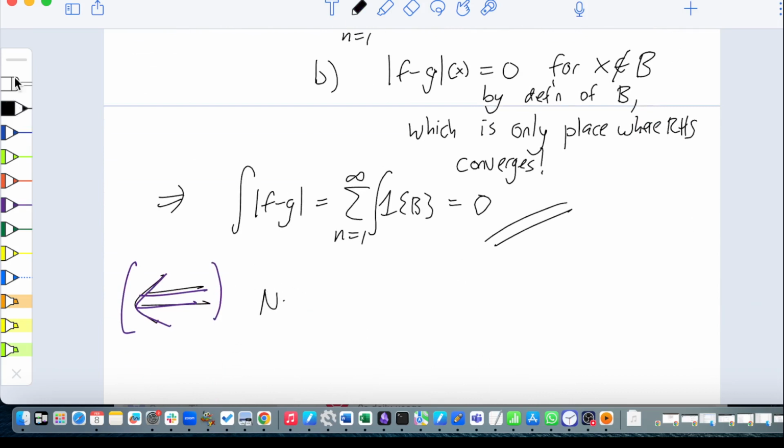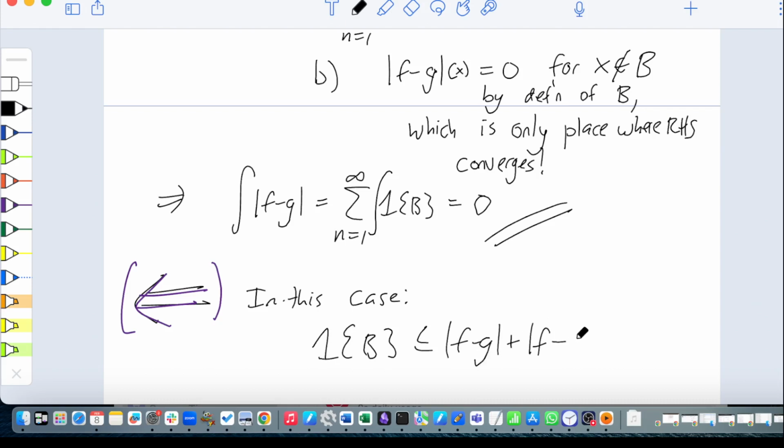Now, in this case, we're going to prove the indicator of B is less than f minus g, like I originally wrote down by accident. And in this case, if the integral of f minus g is 0, then that will show that this stuff converges. Where could it possibly not converge? The only place it converges is when f minus g is exactly 0. That's exactly off the set B, and so it all works.